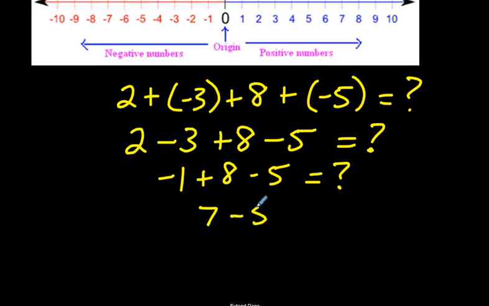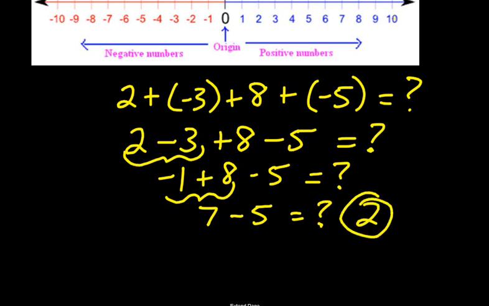And then we still have this minus 5 here. So these two become a 7, just like these two became the negative 1. And that equals something. And the very last step is 7 minus 5 equals what? Well, we figured out that the answer was 2. Okay?